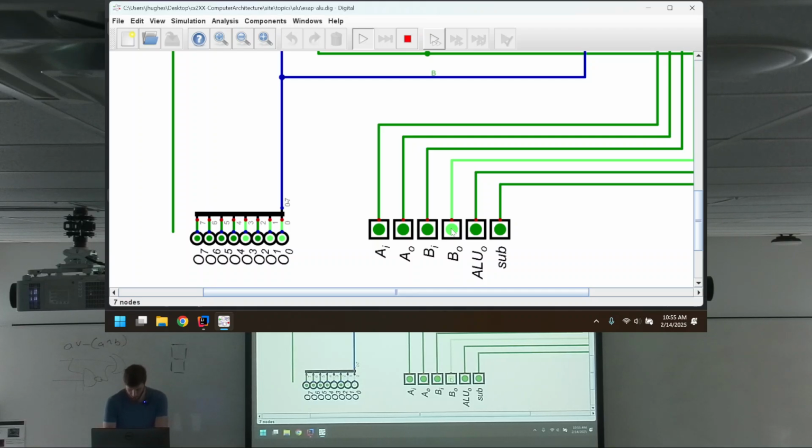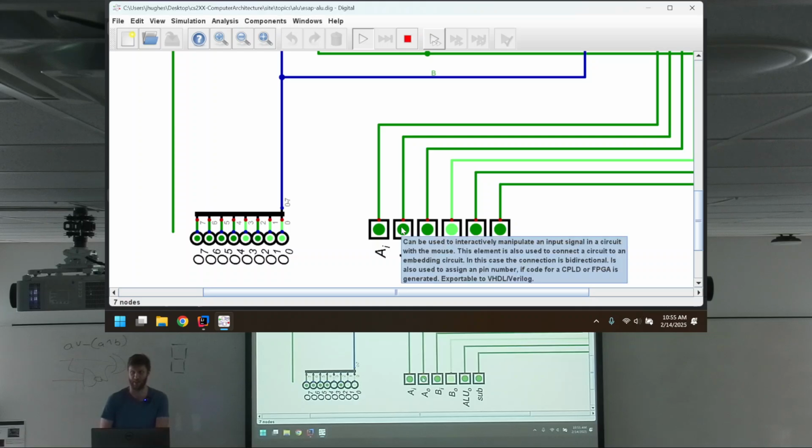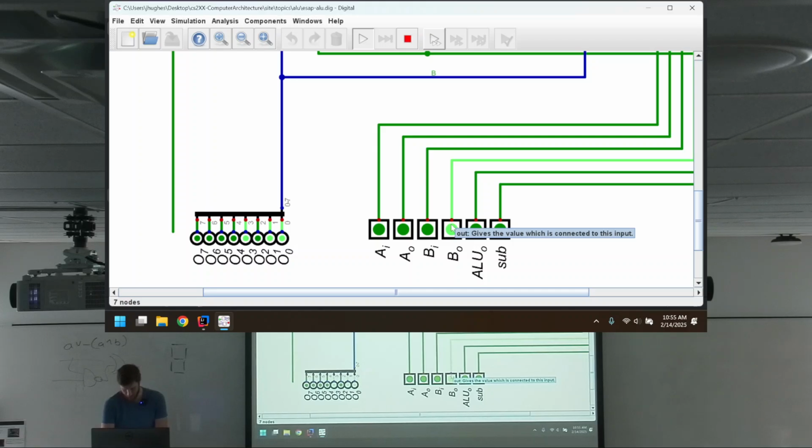Cool. Should I do A out and B out at the same time? No. Everyone, no. Yeah, that will crash this. This is bad. We don't want to do that. So we'll turn that off.